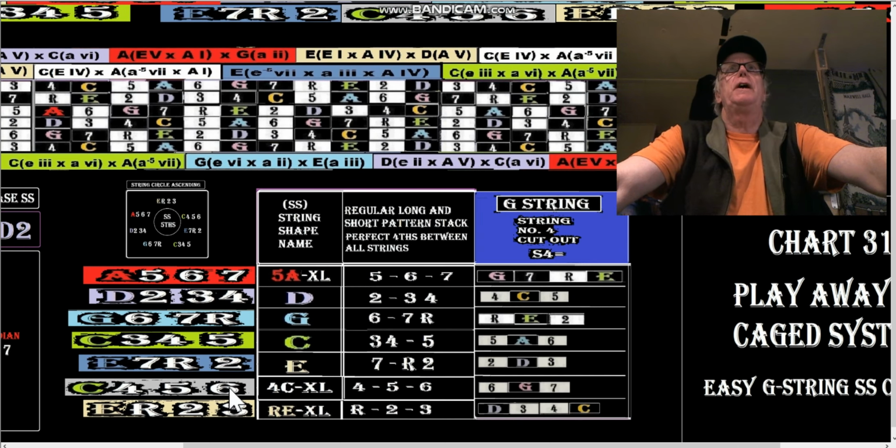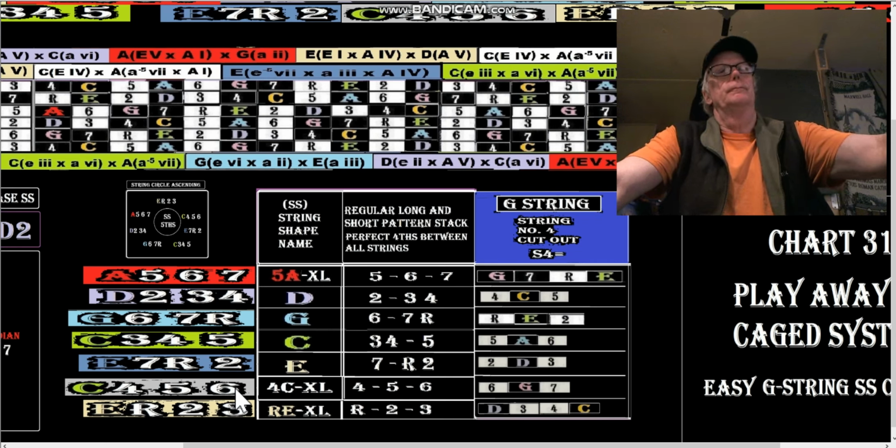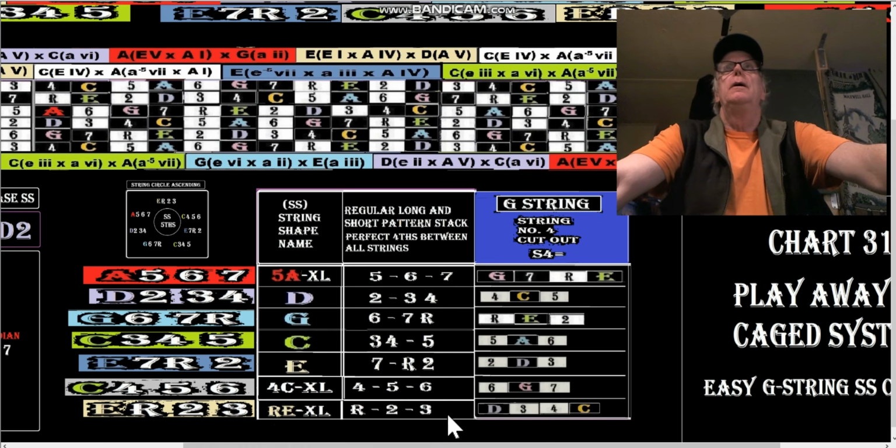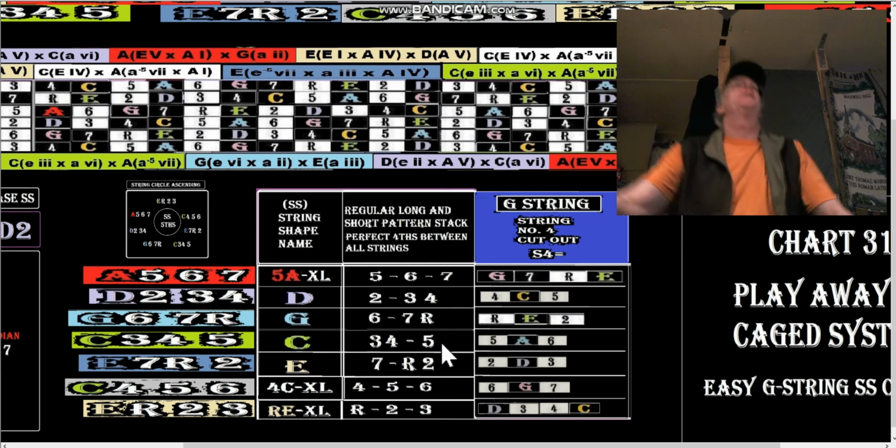So when we have the 4, 5, 6 on the bottom string, the bass string, we're going to have 6 as the magic note. What is the magic note? The magic note is 6. Why is 6 the magic note? Because that is what we're going to play on the G string. The G string is the magic string for cutouts of the regular pattern. Okay, so now you know, statically, what the magic note is.